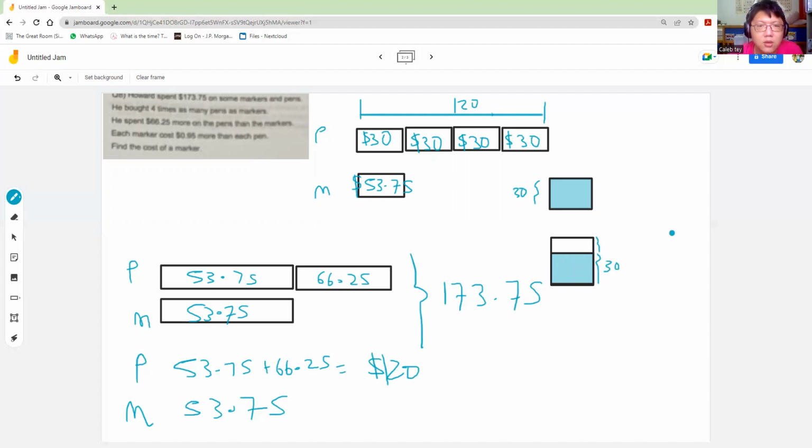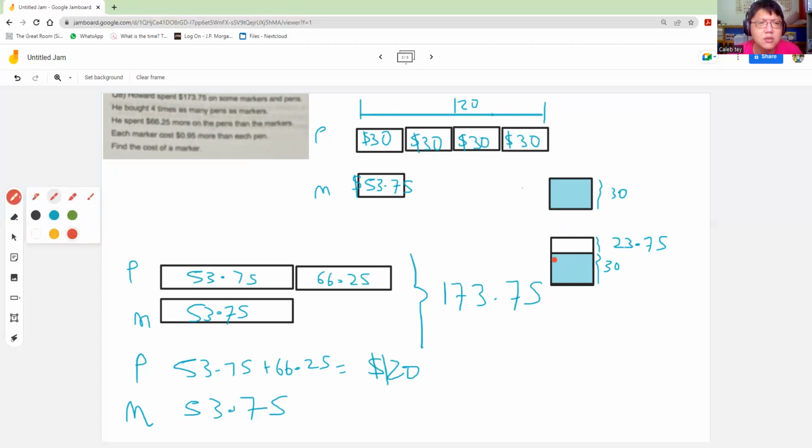This one is a bit more, right? It's actually 23.75 more. So for the same number of pen and marker, the pen will be $30. The marker will be 53.75. So for the marker you paid a bit more, right?